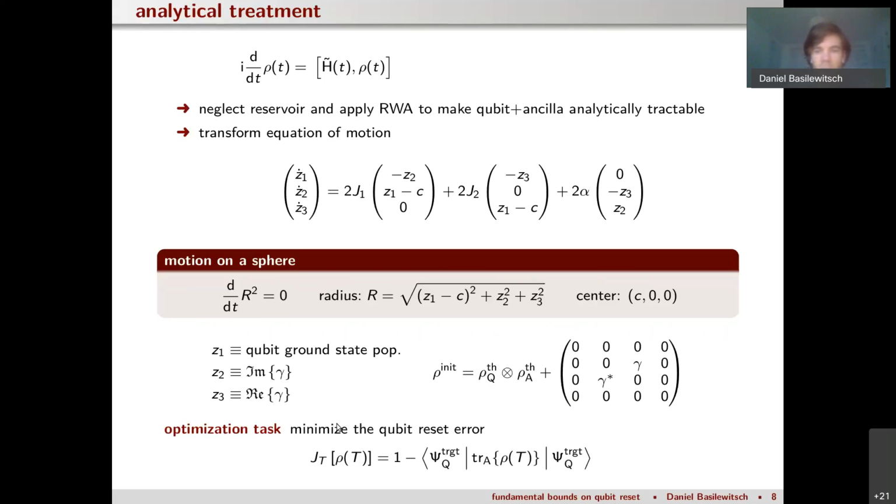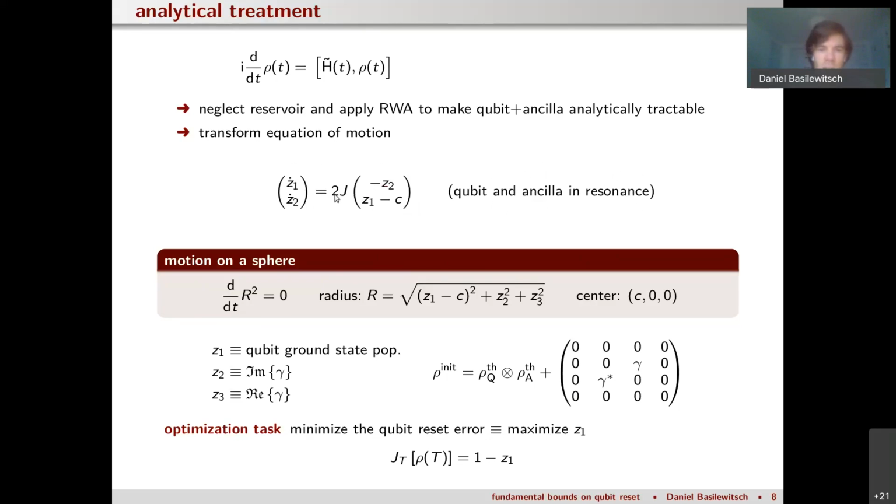And previously we were interested in maximizing the qubit ground state population, and here it really becomes just maximize Z1. So the function that you want to minimize is 1 minus Z1, and you simply have a 3-dimensional system. And for the case that both systems, qubit and ancilla, are in resonance, you even become a 2-dimensional problem. So you only need Z1 and Z2.